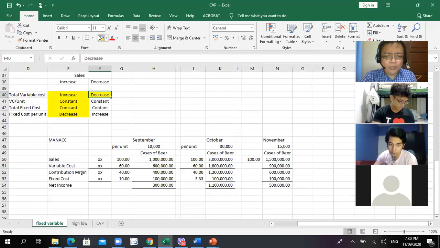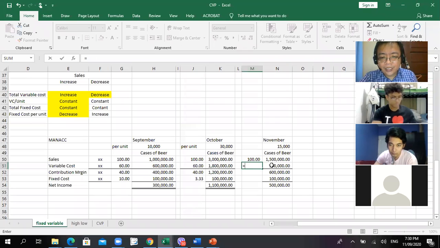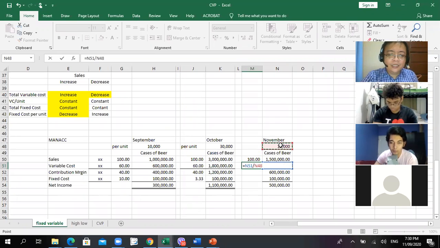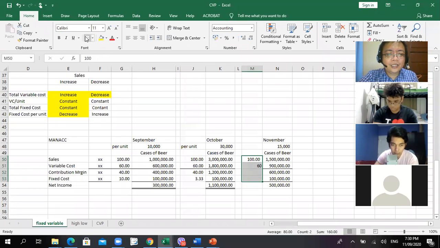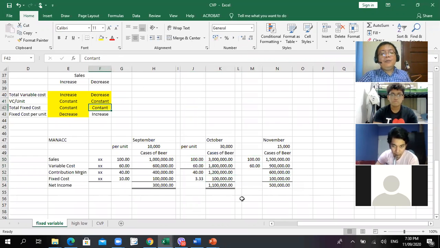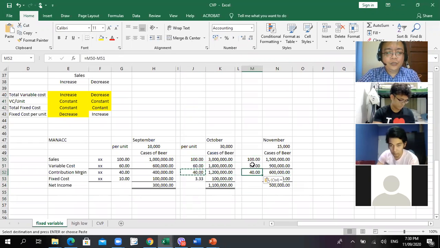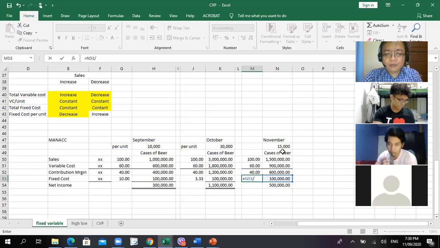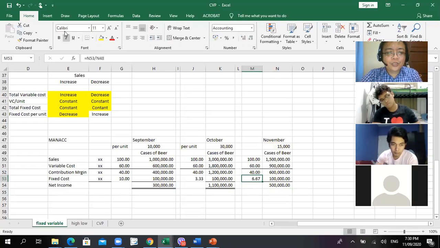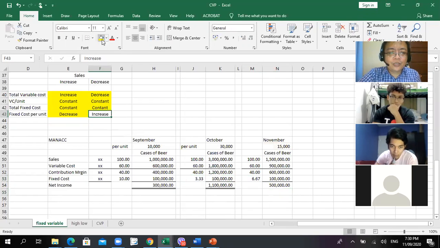Alright. How about the variable cost per unit? 900,000 divided by 15. Same lang ba? The answer is yes. So meaning, tama din ito. Alright. How about the fixed cost per unit? Fixed cost. Parehas lang, di ba? So meaning, tama ito. How about the fixed cost per unit? Sorry. So 100,000, dapat tumaas divided by 15. 6.67. From 3.33 to 6.67, tumaas ang fixed cost per unit.